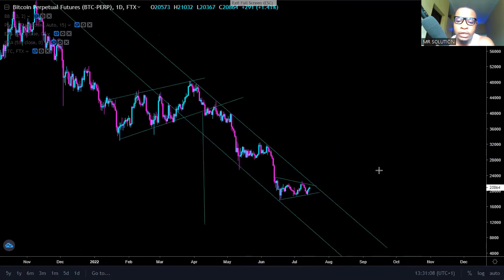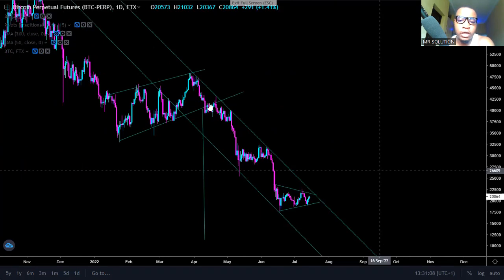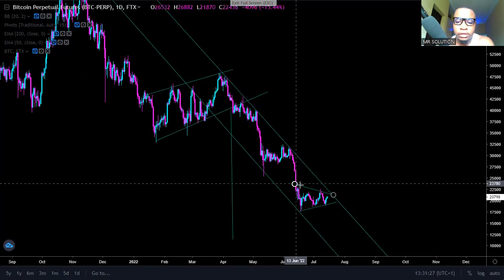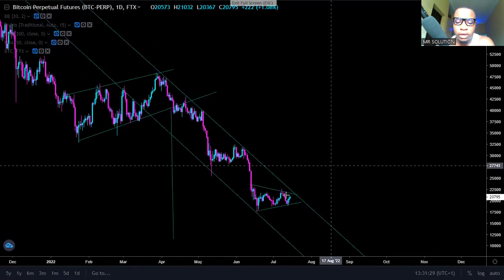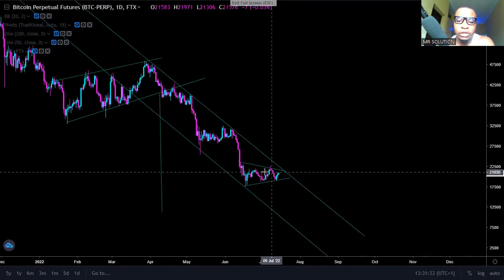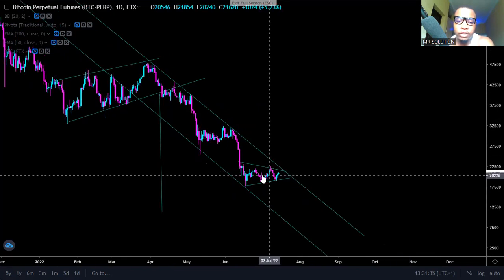Now, right now, look at what is happening. It's actually forming another chart pattern here, which is called a bearish flag. So after forming this bearish flag, BTC dropped, and this is what is happening now. You can see what is happening now. BTC is currently forming a pennant on the daily chart.